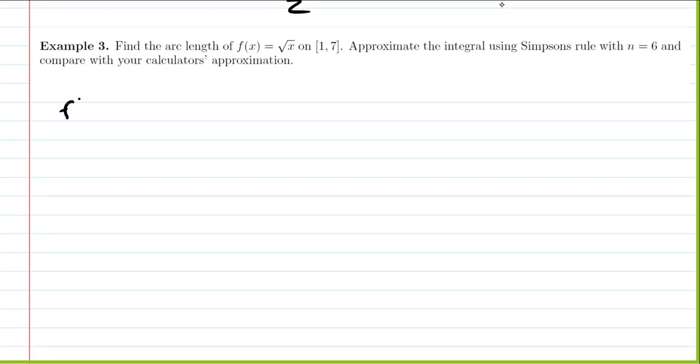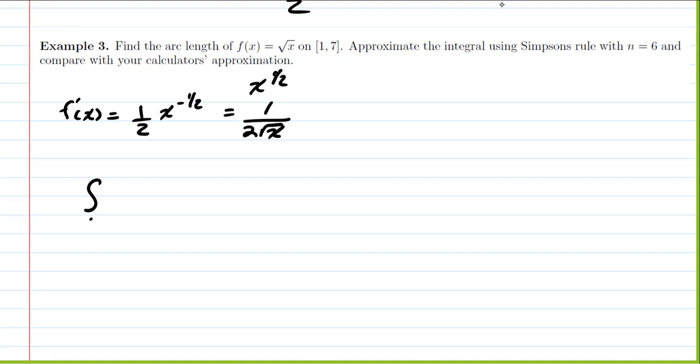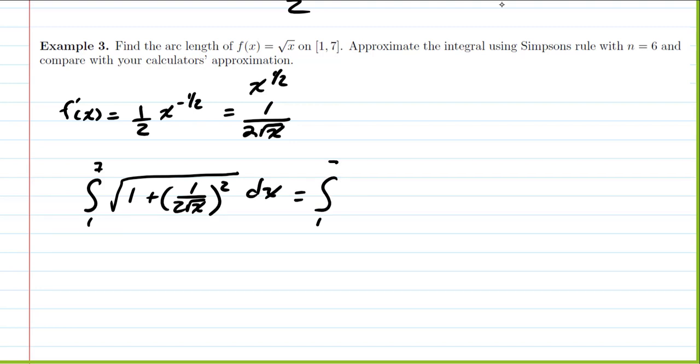So f prime of x is going to be, well, the square root of x is x to the 1/2, so we get 1/2 times x to the negative 1/2. So that's 1 over 2 square roots of x. So then our integral is going to be the integral from 1 to 7 of the square root of 1 plus 1 over 2 square roots of x, squared, dx. So we simplify that up a little bit.